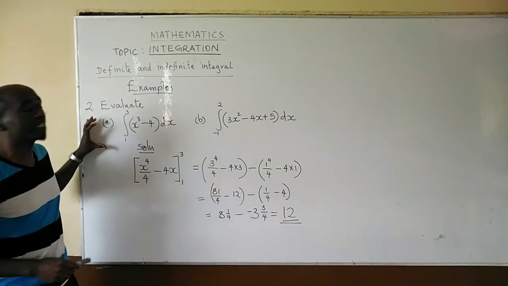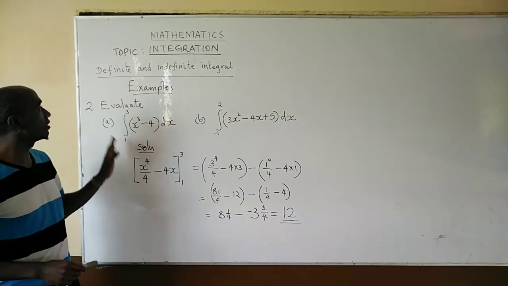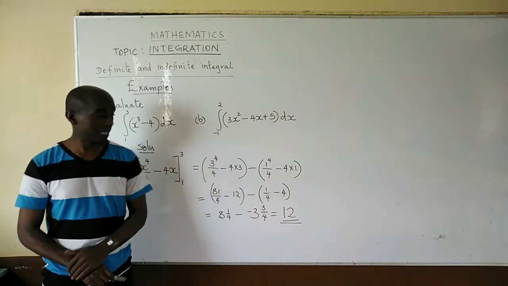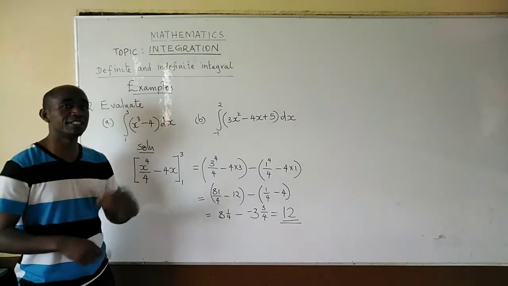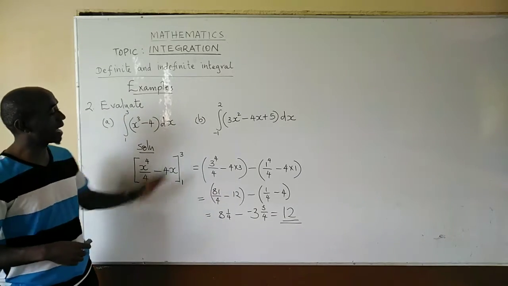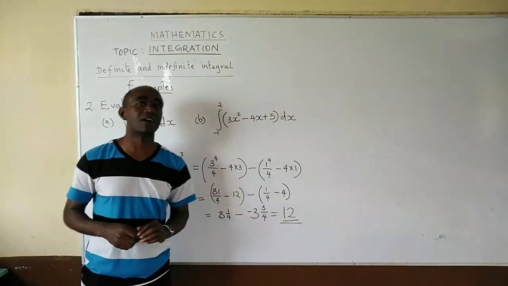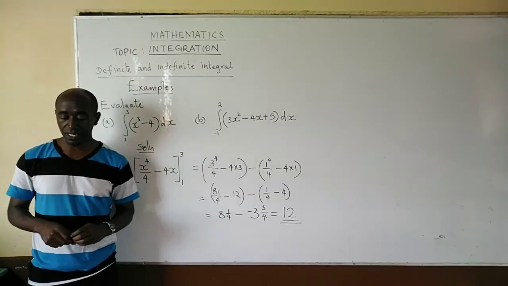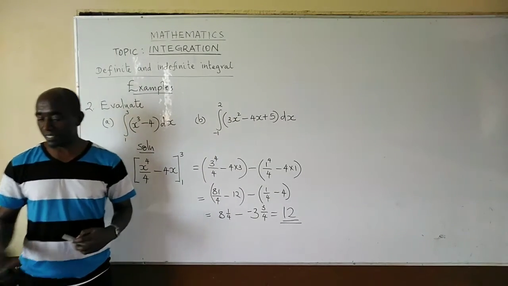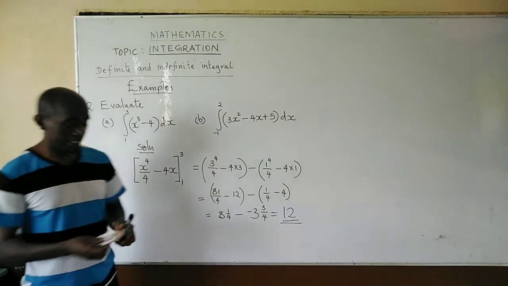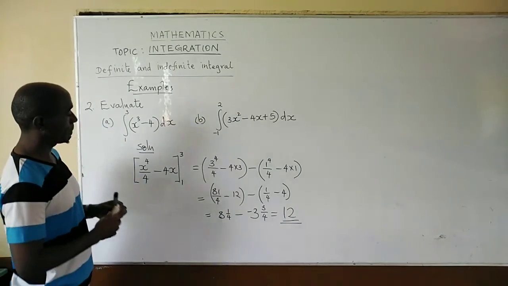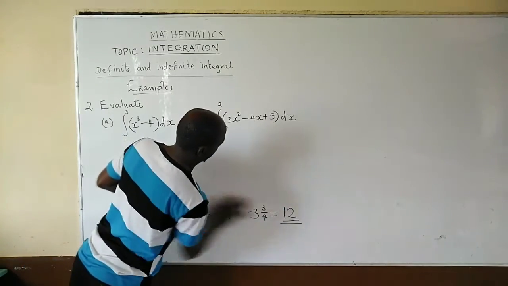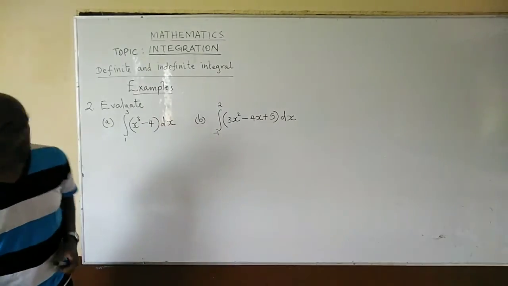We have evaluated this definite integral to get a constant 12. So as you can see, this is different from indefinite integral. There are steps until you arrive at a particular answer, which is a constant. Like in this case, the final answer is 12. So that is how we deal with definite integral. Let's look at the second example, my dear learner. Let's look at example B.